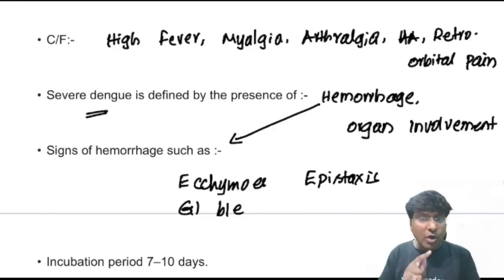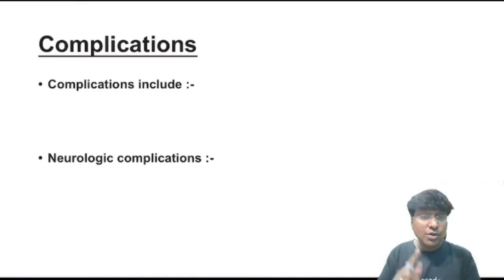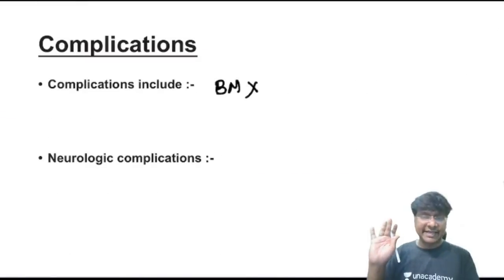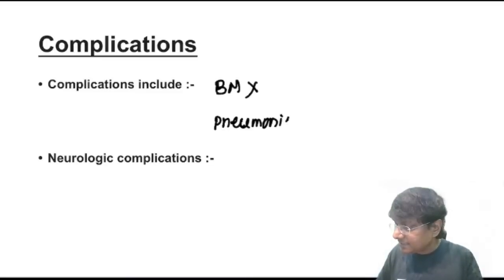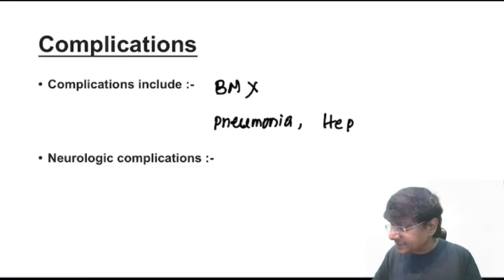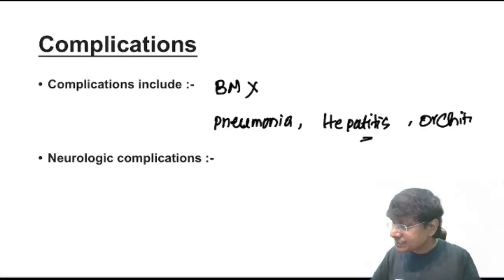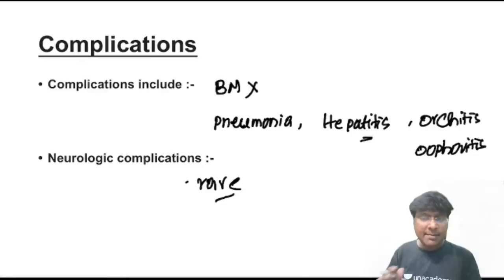Now, you should know the complications that you will come across in patients with dengue. Dengue complications include bone marrow failure, pneumonia, and hepatitis. Not only that, there can be orchitis, and in females, oophoritis. The neurological complications in dengue are very rare. But what are those?